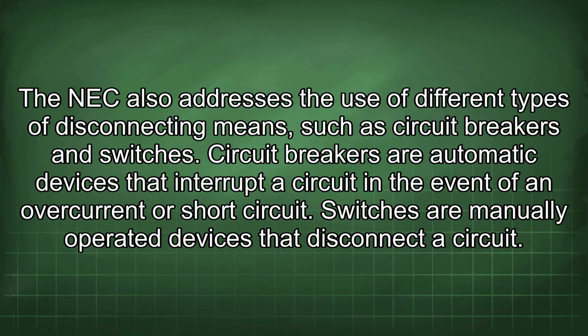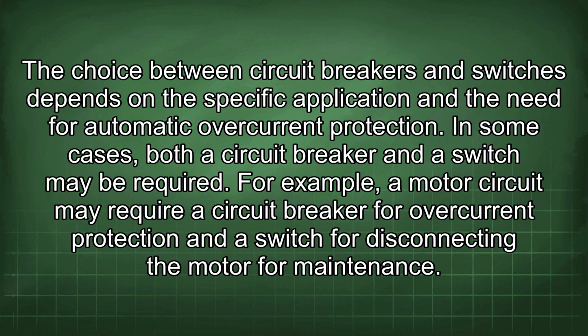The NEC also addresses the use of different types of disconnecting means, such as circuit breakers and switches. Circuit breakers are automatic devices that interrupt a circuit in the event of an overcurrent or short circuit. Switches are manually operated devices that disconnect a circuit. The choice between circuit breakers and switches depends on the specific application and the need for automatic overcurrent protection. In some cases, both a circuit breaker and a switch may be required. For example, a motor circuit may require a circuit breaker for overcurrent protection and a switch for disconnecting the motor for maintenance.